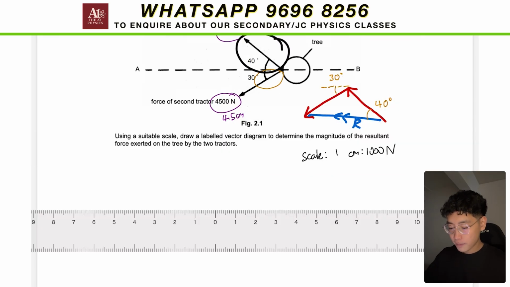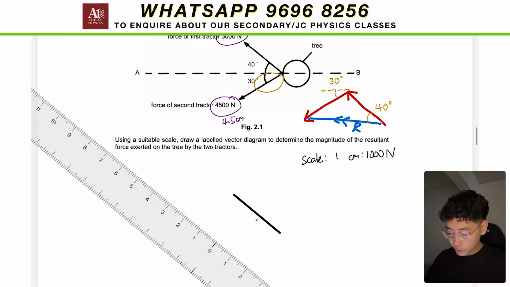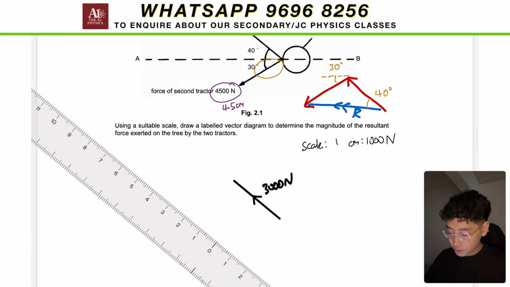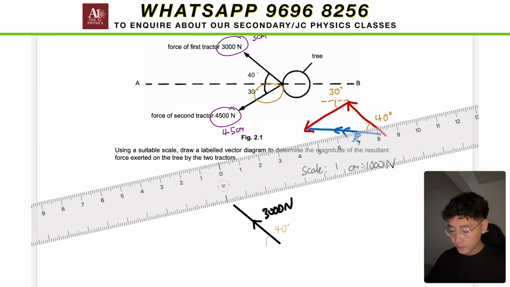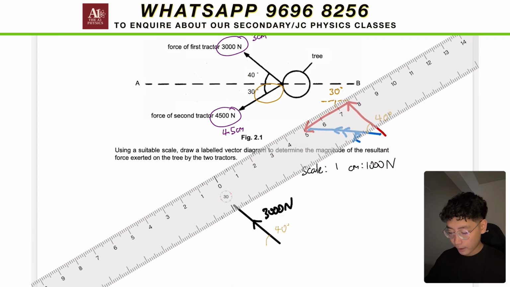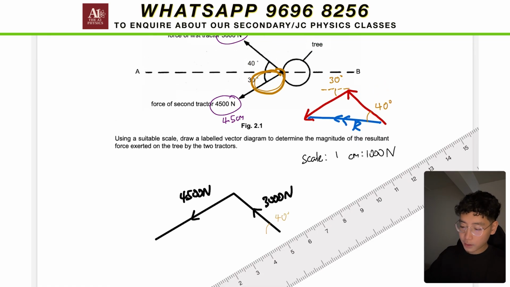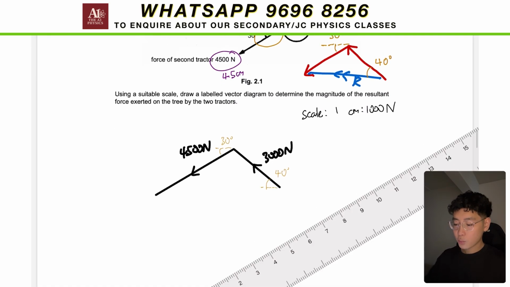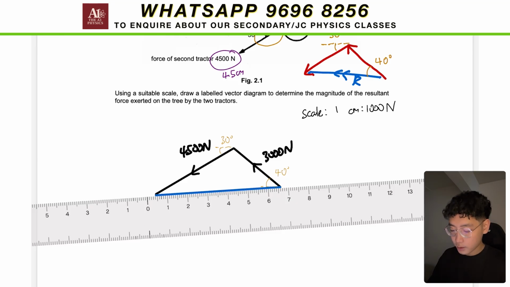Okay, so let's start drawing the vector diagram. I'm going to start with this one. It's 3 cm at an angle of 40 degrees, like this. This one is my 3000 newtons force, and this angle over here is 40 degrees. Then I want to draw this force: 30 degrees below the horizontal and 4.5 cm. It's going to be something like this. This one will be my 4500 newtons, making sure that it's also 30 degrees below the horizontal. Once you've drawn all the forces, you just want to find the resultant force. The resultant force is just connecting the start to the end. So this one over here is your resultant force.